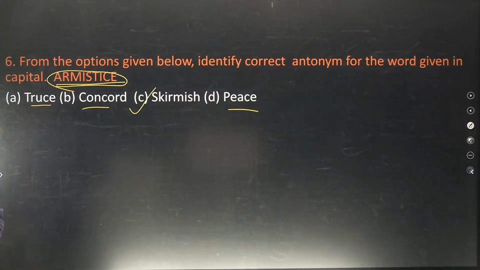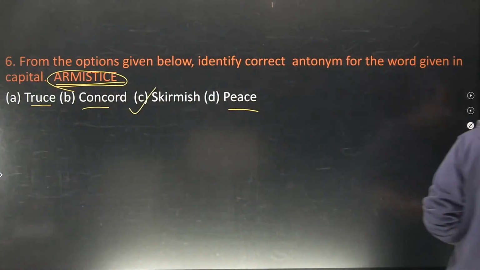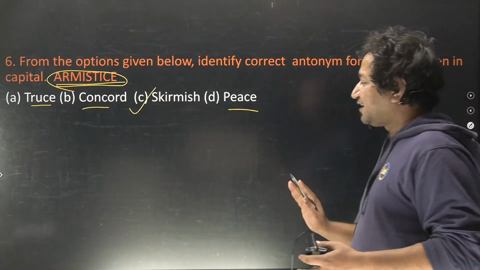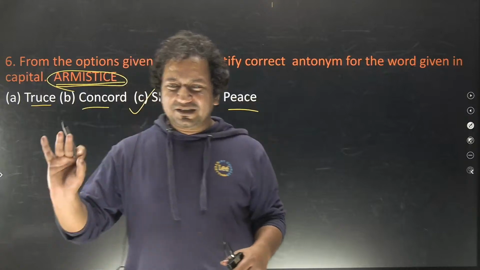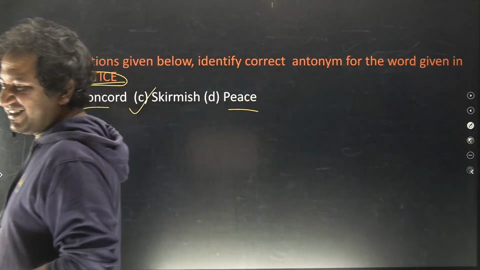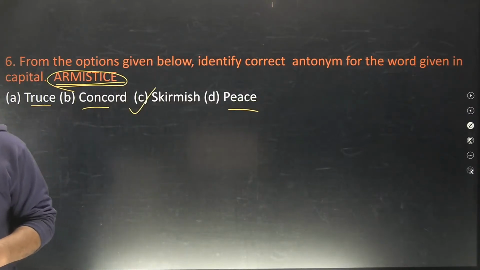Anonymous, your guess was wrong. Skirmish is a fight, so that is what we have to choose. Yeah, armistice looks like, oh, the word arms is coming. It feels like it is about arms, meaning there must be some fighting going on, but it is the opposite of that. So Anonymous, I don't know what your name is, so I'm calling you Anonymous.